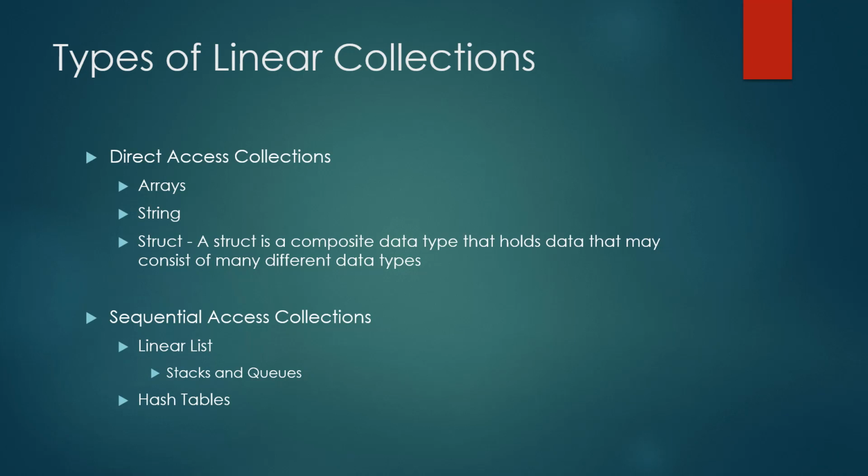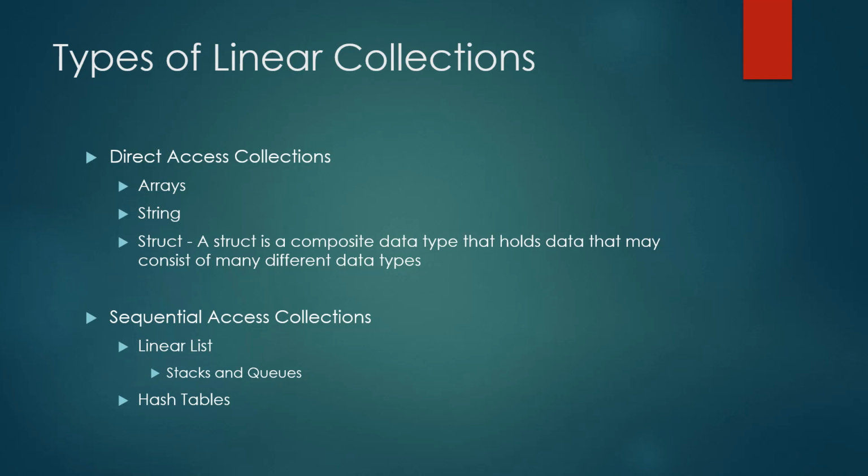For example, an employee record may consist of a person's name, his or her salary, the number of years the employee has been with the company, and the department he or she works in. So the key to this data record is the employee's name. We have classes in C# called hash tables for storing data in a hash table, and we will also be covering this in later videos.